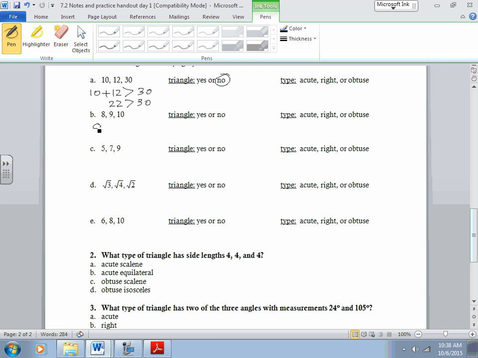Does everybody agree you're going to add the 8 and the 9 and they should be bigger than the 10? 8 and 9 is 17. Is 17 greater than 10? Yeah, that means that does make a triangle, okay? So now you're going to use those sides to figure out if it's a right, acute, or obtuse. And the largest of these three numbers is the one you're going to plug in for c, because that has to be correct.